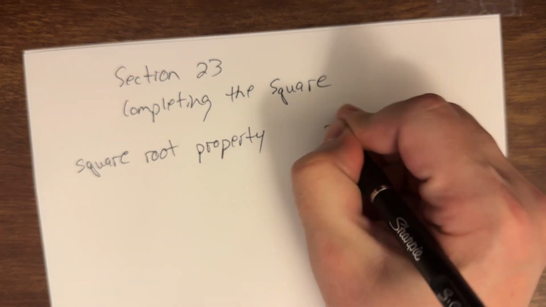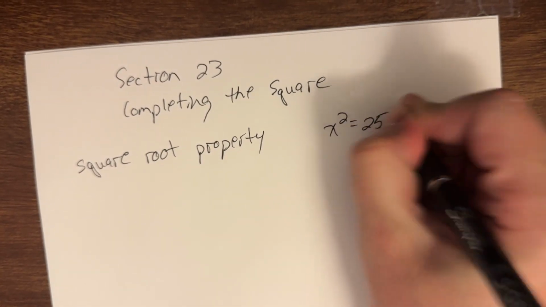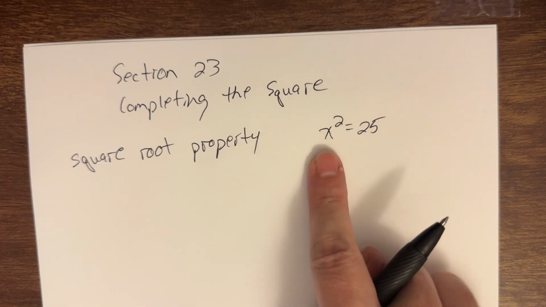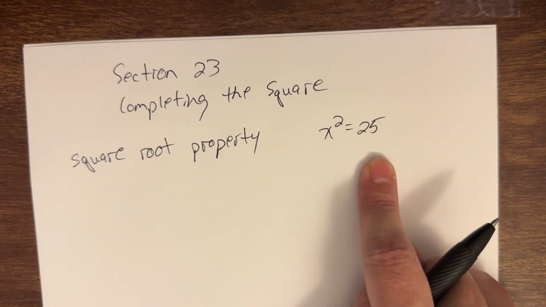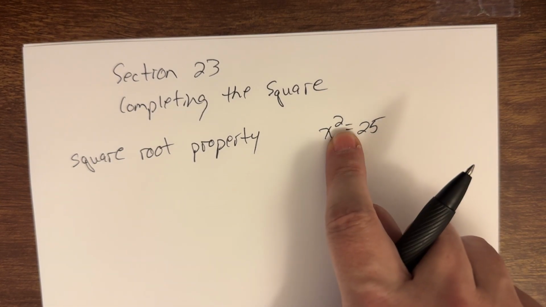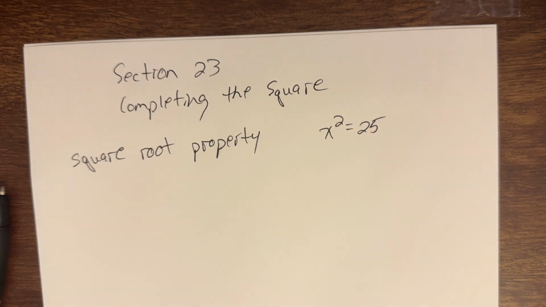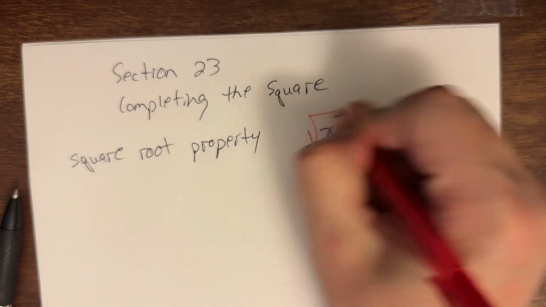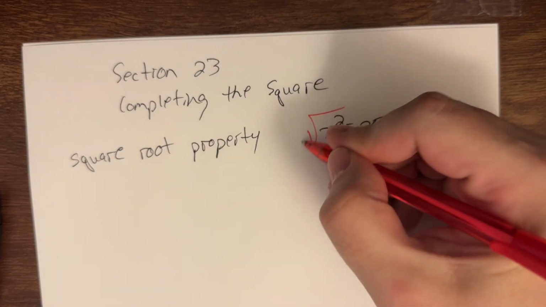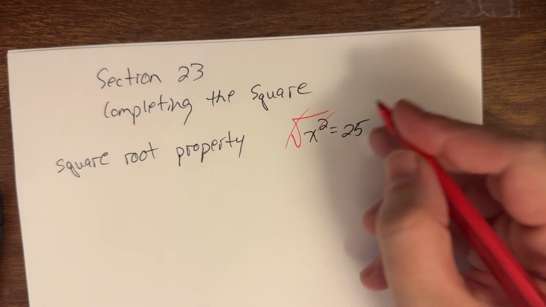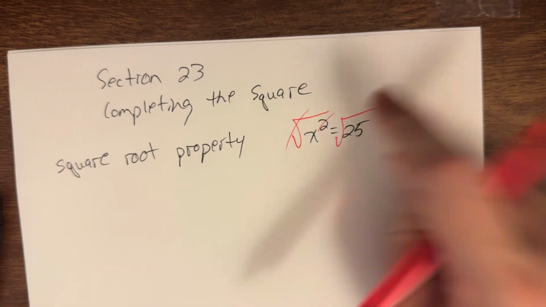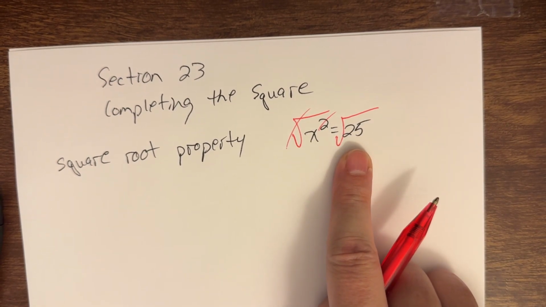If I had something like x squared equals 25, because there's only one x, I can isolate it. It's actually already isolated. And just like we've seen, we use inverses to solve. How do I undo this square? I will undo the square with a square root. The square root and the square will cancel. That'll get me down to x. Whatever I do to one side, I have to do that to the other side as well.